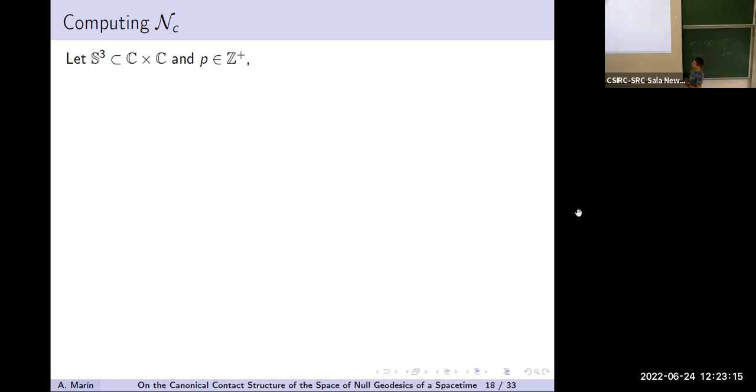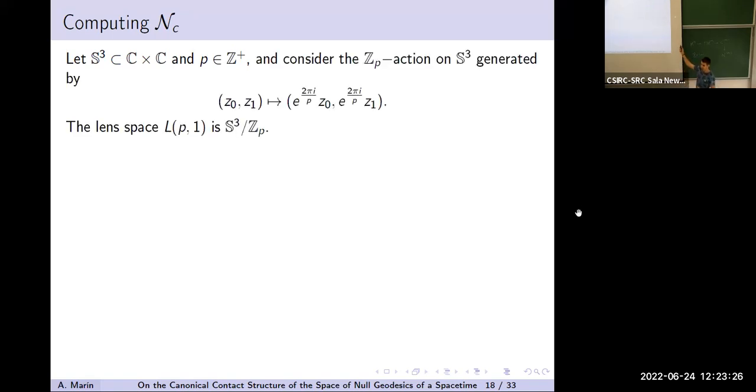Lens spaces are quotients of the 3-sphere, and the way to produce them is I take the 3-sphere, I see it inside of C times C, and I take a positive integer P, and I consider this Z_P action on S3. The quotient of S3 by this Z_P action is a manifold, and is what I define as the lens space L(P,1).